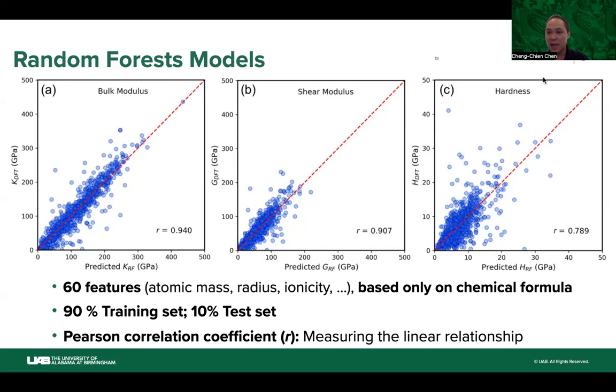For the hardness models, the performance is worse. It's understandable because, as I mentioned, this hardness data was actually obtained through an empirical model based on the bulk and shear moduli, so we expect larger error. However, it can still capture the overall trends, which is enough for us to make some large-scale predictions.